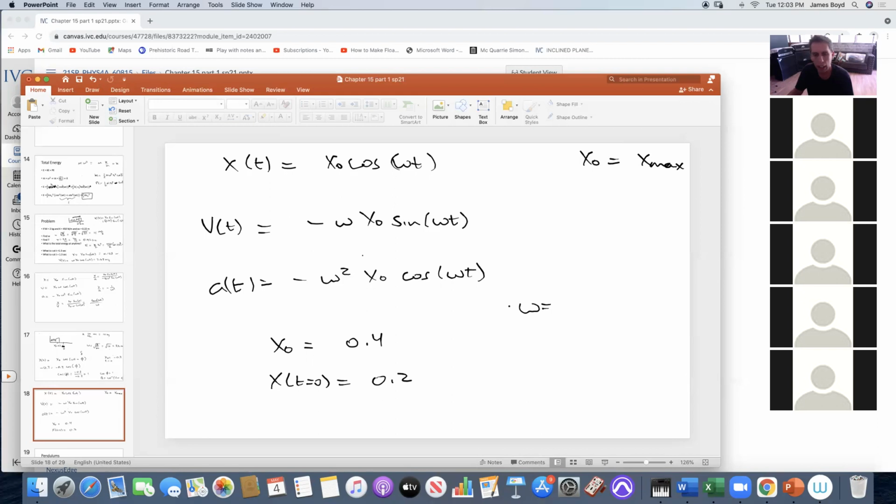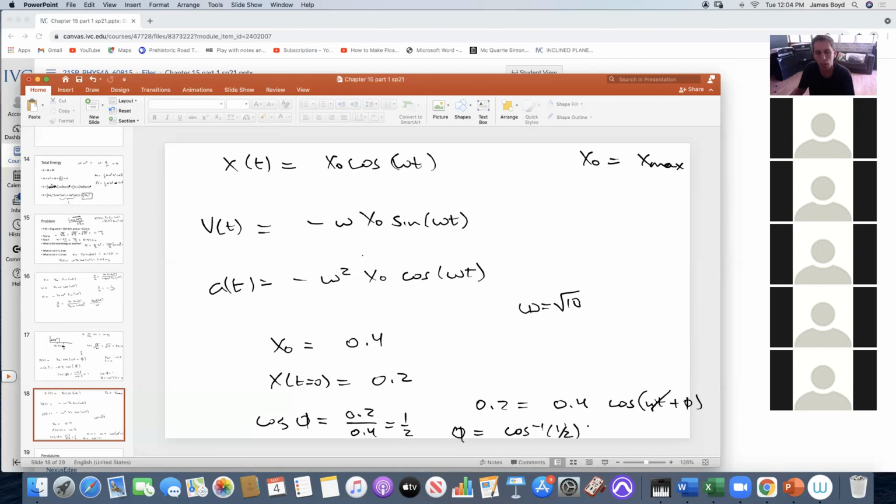And again, we know that omega is square root of 10. Well, we don't need that actually. So we're saying when time is 0, plugging stuff in, 0.2 is equal to 0.4 cos(omega t plus phi), but omega t is 0 because t is 0. So cos of phi is 0.2 divided by 0.4, which is a half. That means phi is arc cosine of 1/2.